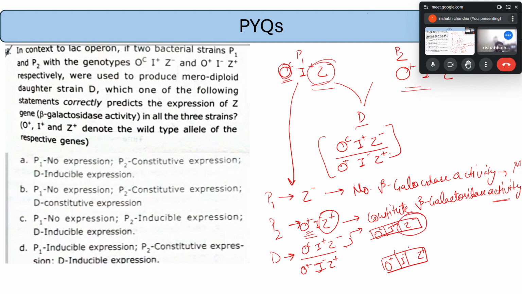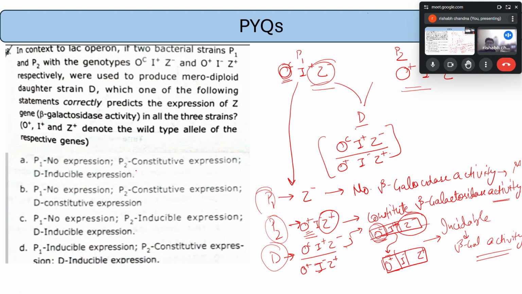Here there is no activity from this one, so we will not refer to it, but this would be problematic. So what will happen? Here we have the repressor. The repressor acts in trans, so it can bind to any operator that has the similar sequence. So it will bind to this particular operator, and it will be inducible in nature. Here the operator is constitutive, so the repressor will not be able to bind to this operator. But here we have the wild type operator, that is normal. So here the repressor will bind and will only be relieved when lactose or allolactose is present. So in this case, the beta galactosidase activity will be inducible. So P1 will have no expression, P2 will have constitutive expression, and D will have inducible expression.